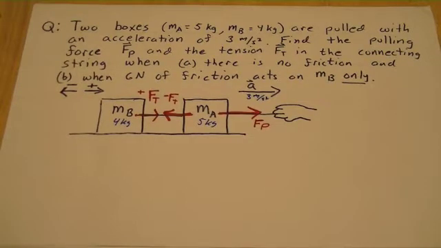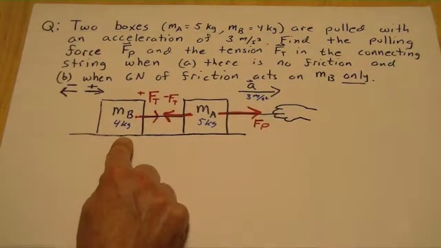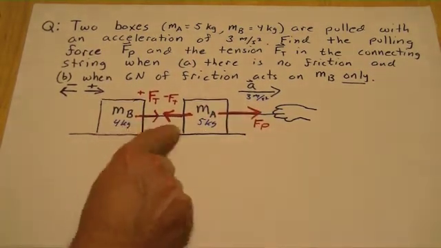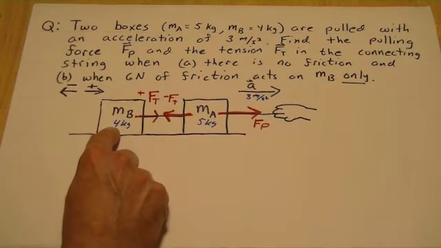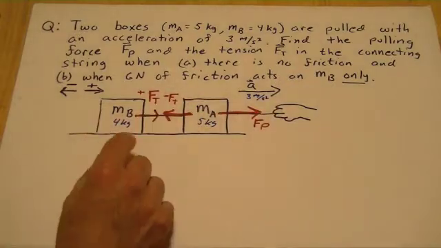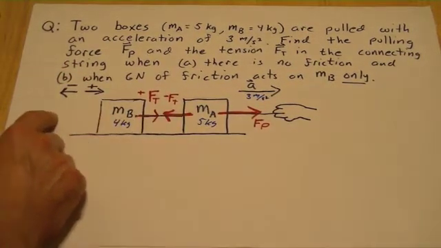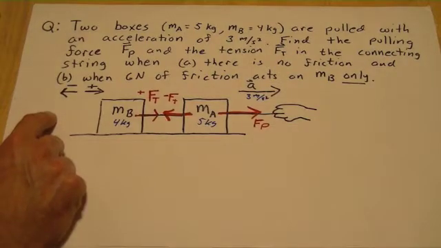Now, it is also clear that both boxes have to have the same acceleration. If box B accelerates more than box A, this string won't stay tight, and block B will actually bump into box A. Or if box B has less acceleration, the string would have to get longer and longer as box B lags behind.